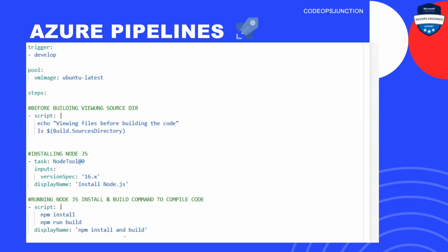Then in the last script we can see it is running some commands, npm install and npm run build. These two commands are used to install the dependencies and run the build, that means to compile the code. I hope you understand the structure of the YAML file. This is the way a YAML template should look in Azure Pipelines, and you should give commands like this. And in steps, you have to describe what steps you are going to perform to build your pipeline. I hope you understood.